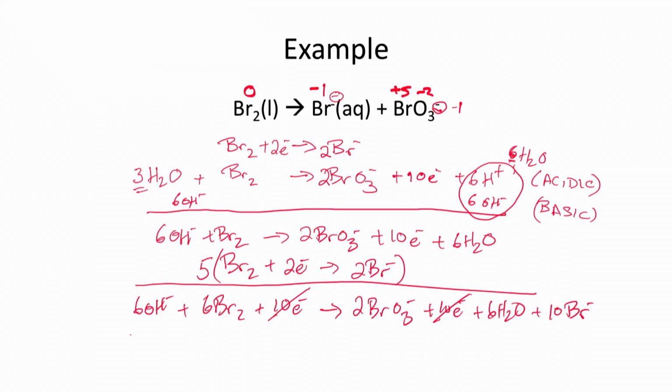So if I do that, I get 3 OH minus plus 3 Br2 yields BrO3 minus plus 3 H2O plus 5 Br minus. So there's my balanced redox reaction for the disproportionation of bromine to bromide and bromate.